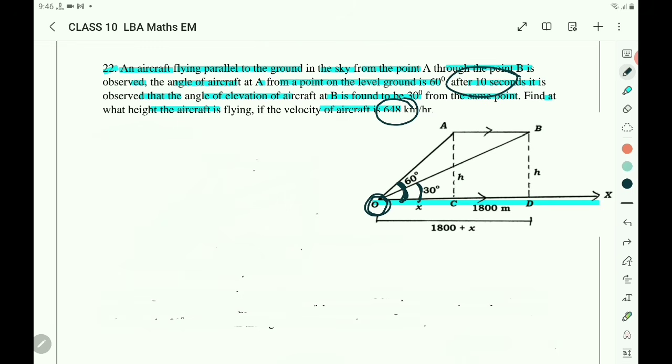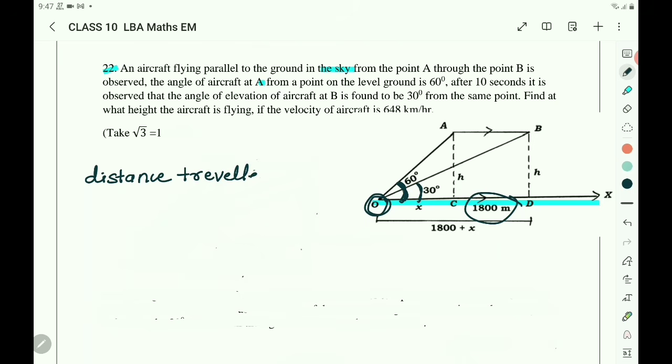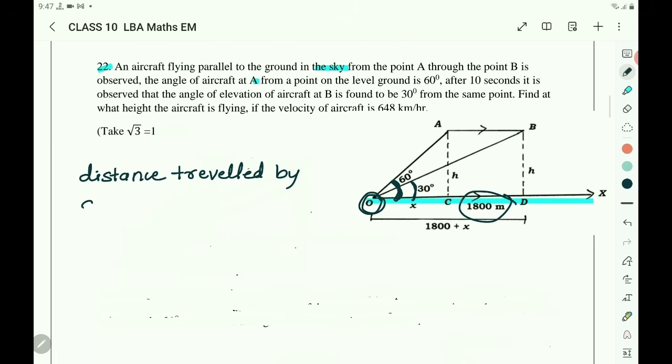And that CD is given here. The distance traveled by the aircraft is how much? 1800 meter. It is shown in the figure. So the distance traveled by the aircraft is not given in the question, but it is shown in the figure.